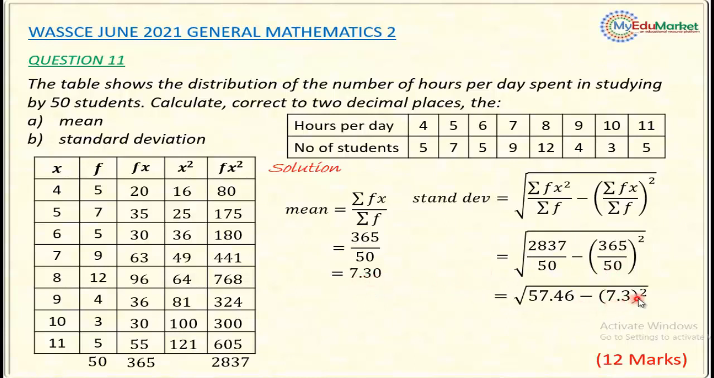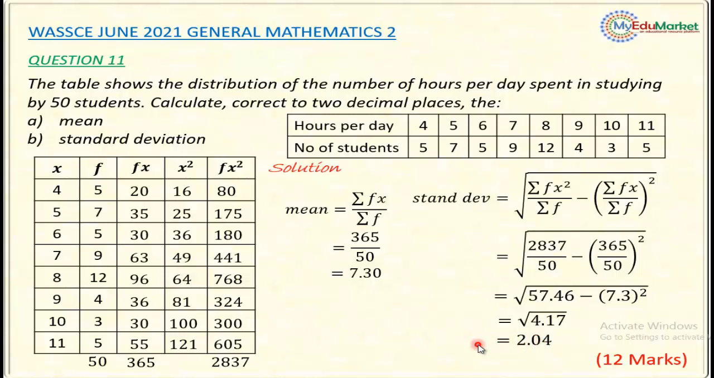So 7.3 square. Look at it. So I'm going to take square, subtract the result from 57.46, that is going to be 4.17. So I'll now take square root of 4.17 to get the standard deviation, and that square root is going to be 2.04. The two places of decimal, because I'm asked to give my answers to two places of decimal. So this is 2.04. So with this I have answered question number 11.